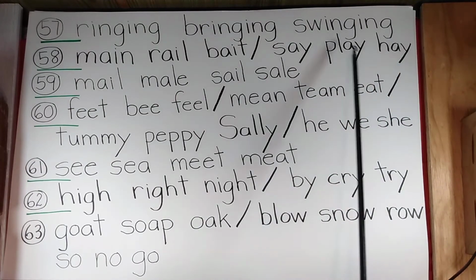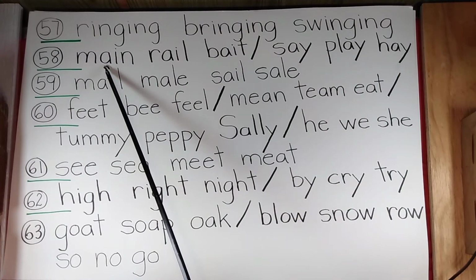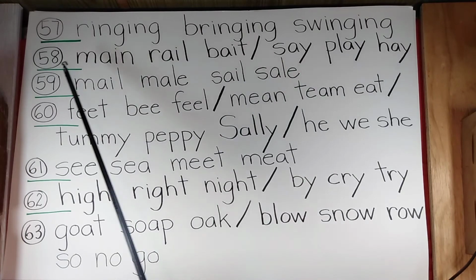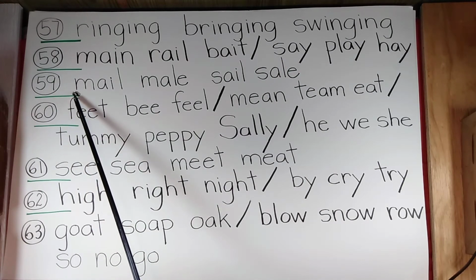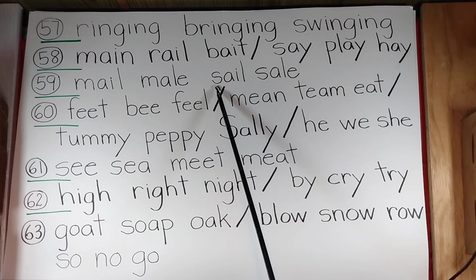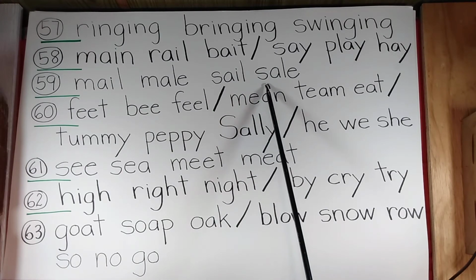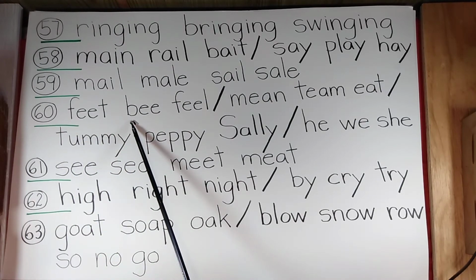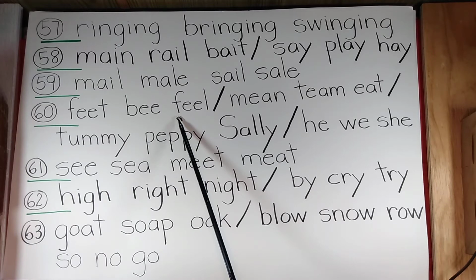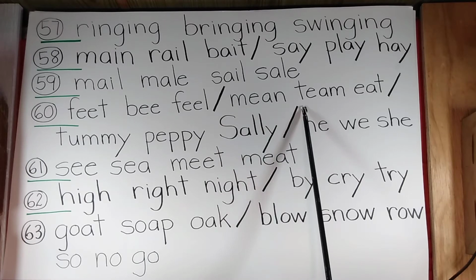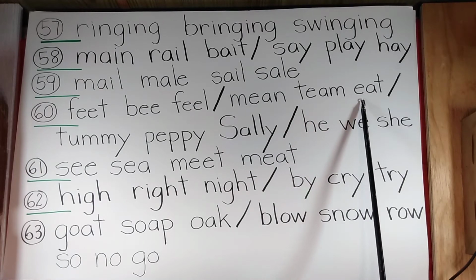hay. We got two separate sections because the long A sound, which is A, can be made by the AI combination like in main, or AY like in say. 59, male, sail. 60. Feet, be, feel, mean, team, eat.